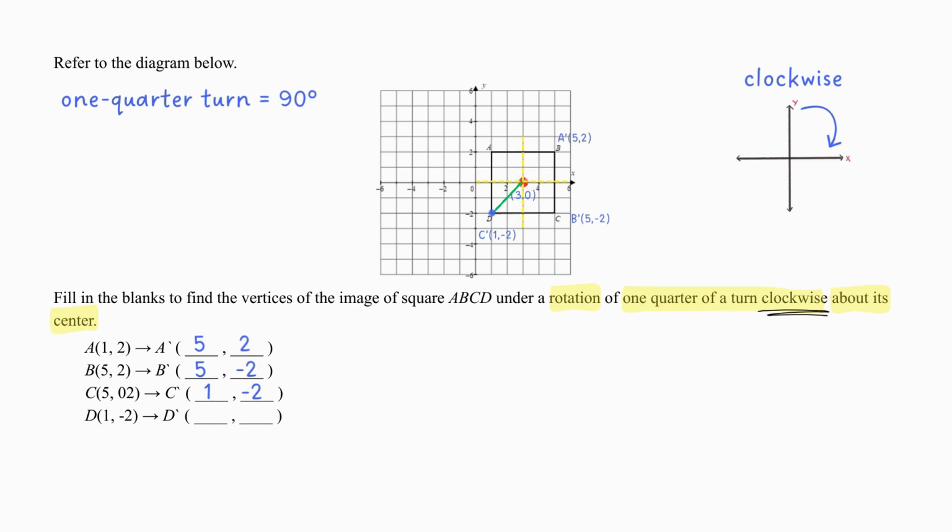Let's do our last point D. Again, since we are moving clockwise, to the right, we are going to imagine the mirror horizontally. So the reflection of point D on the other side would be at 1, 2. Can you see what happened? Our shape is still in place, but our points moved clockwise from one corner to the other corner.